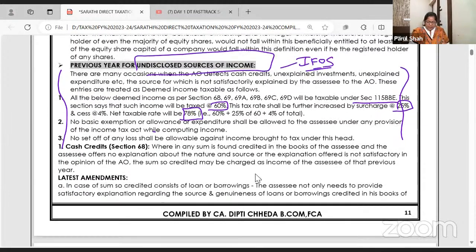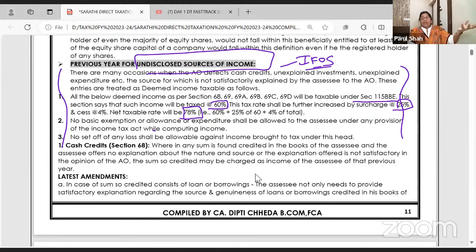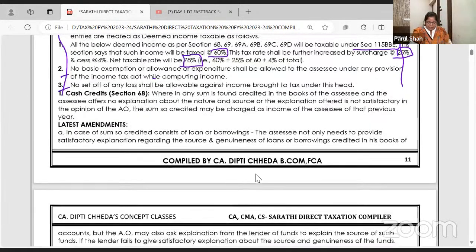Whenever undisclosed income is disclosed, you might say, okay sir, I will pay 78% tax, but give me the 2,50,000 basic exemption, give me this expense. Can I set off my last year's loss? No losses can be set off. No basic exemption, no expenses, nothing. Whatever undisclosed income is found, it is taxable at 78%.